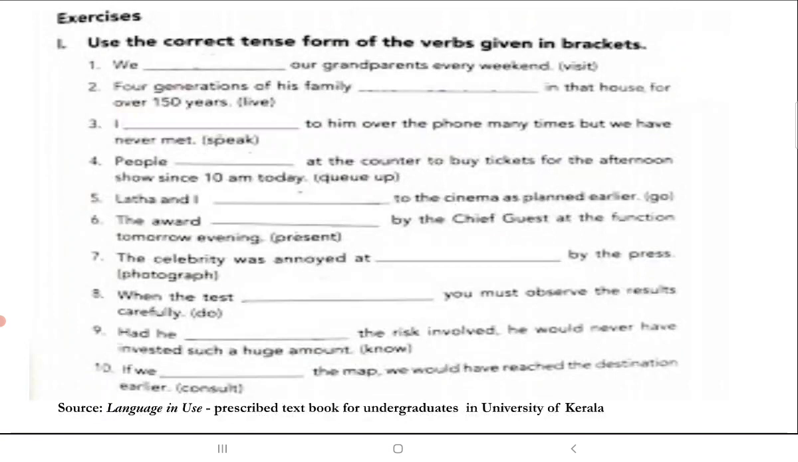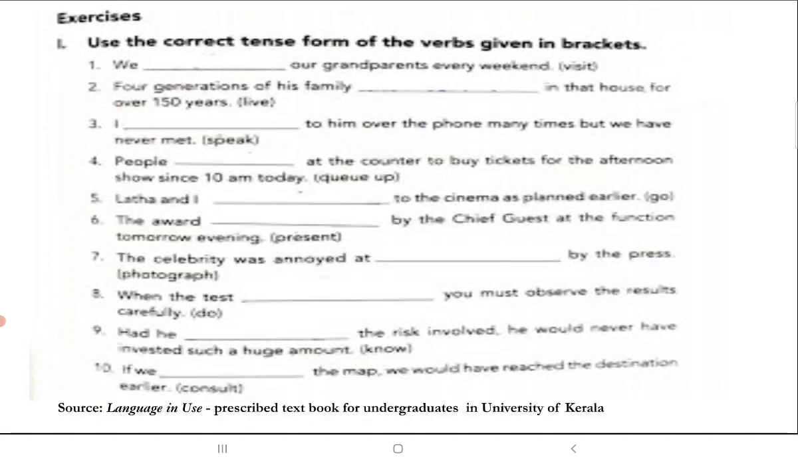So let us look into the usage of correct tense forms, using the forms of the verbs given in brackets. We dash our grandparents every weekend. Visit is given in the brackets. The answer is visit itself. There is no change of tense there. We visit our grandparents every weekend. No change in tense.